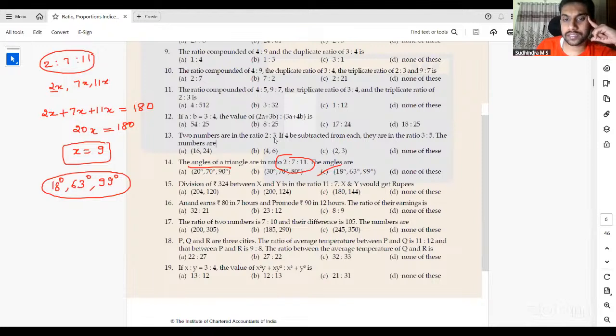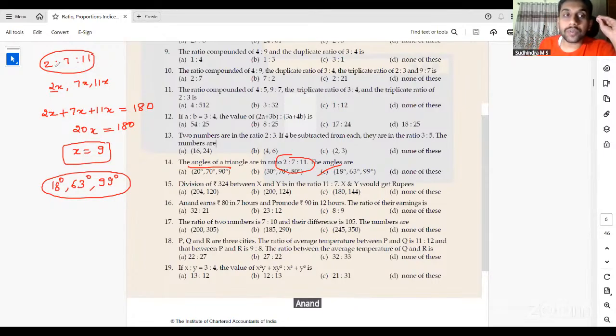Gitanjali, correct. Bhavani, correct. Chinmay KS, correct. Okay, we'll discuss this.